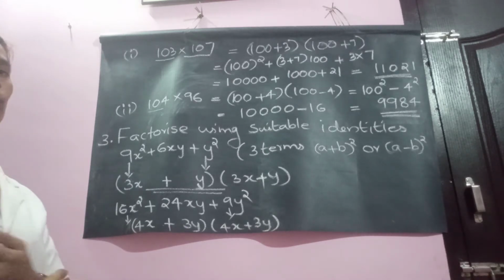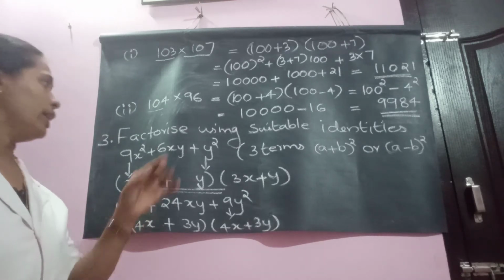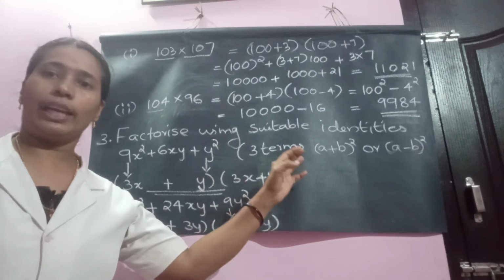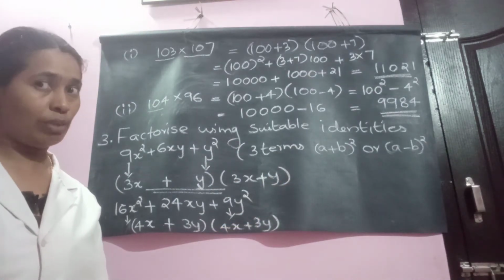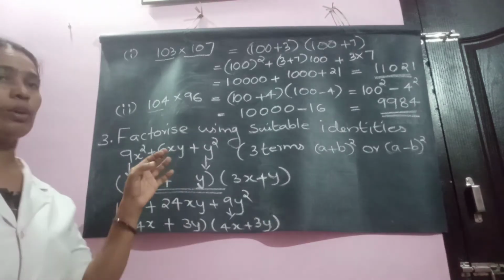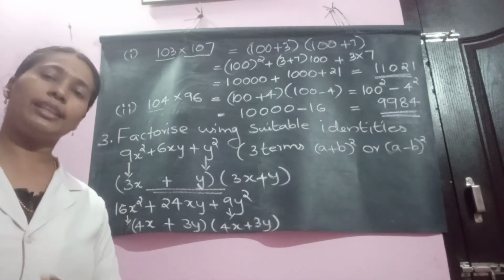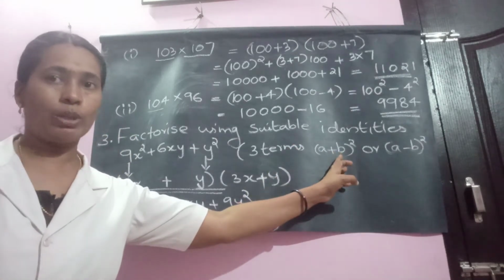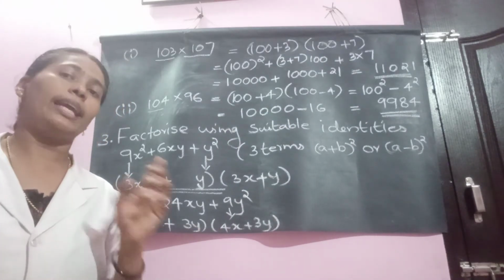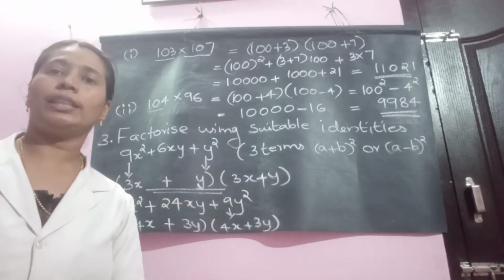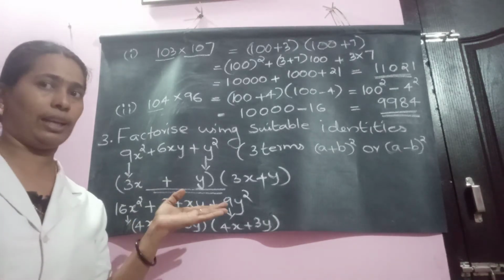Now let us move to the other type, that is the third question from your exercise 2.5: factorize the given expressions using suitable identities. It's very easy for you. The possible identities, when there are three terms, are either (a + b) whole square, or (a - b) whole square, or (x + a)(x + b) form. That we studied last class, isn't it?